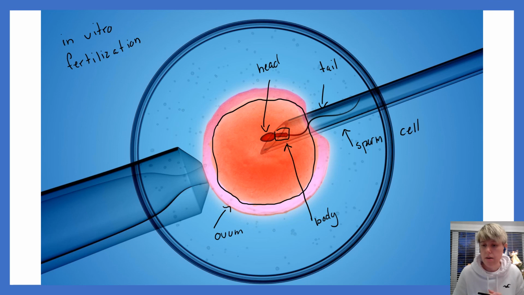So that's our intro to human reproduction, where we were looking at our two gametes, which are our two sex cells. The male gamete is the sperm, which is produced by the male reproductive system, and the female gamete is the ovum, which is produced by the female reproductive system.